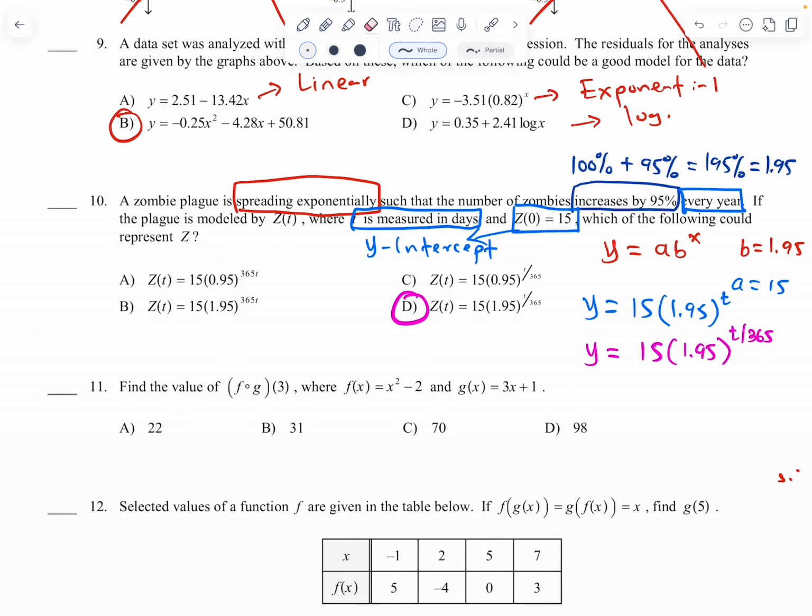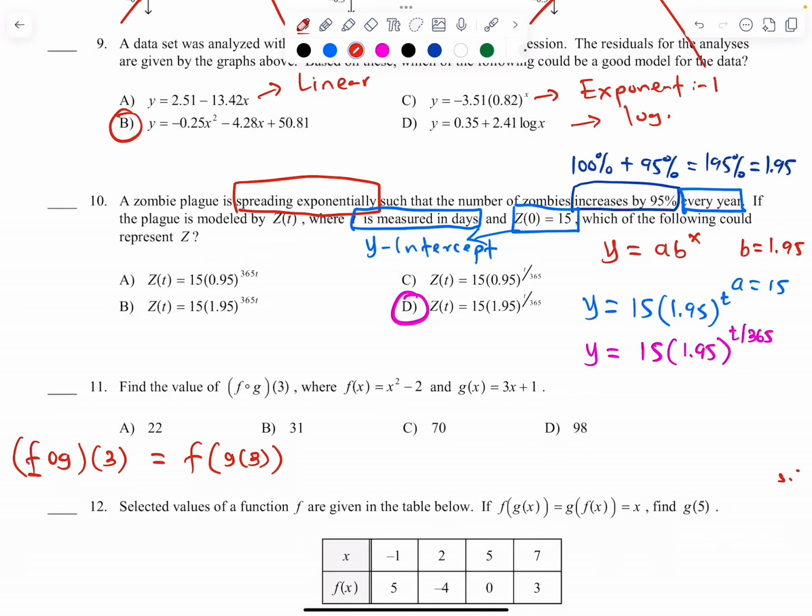So I'm going to write the composition of that function in the correct way. So my composition of that function evaluated at 3 means this one is going to look like this. This f is going to stay outside, and this g is going to stay inside. So all I have to do first is to evaluate g of 3. So let me go ahead and evaluate g of 3.